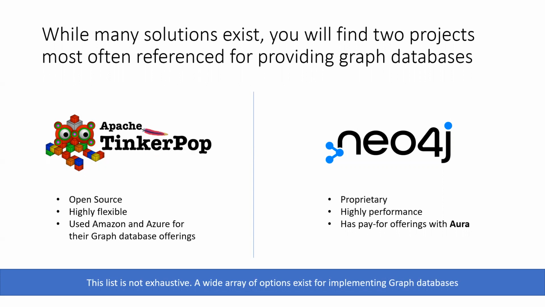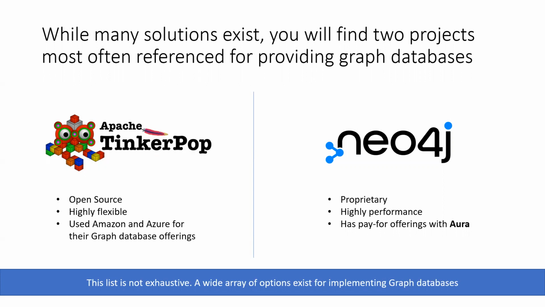Neo4j does have a managed offering and is available on Azure at least. It's called Aura. You can go to their website and sign up for a free trial, and you can play with a managed graph database on your own. It's very performant, but it's also proprietary, so they're not actually owned by any of the clouds.